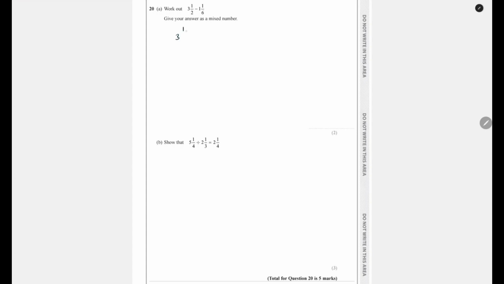Our first fraction is 3 1/2. So to change this into an improper fraction, to get a new numerator, we multiply the number in front, which is 3, by the denominator, which is 2, and add the numerator, which is 1, all over 2. So 3 times 2 is 6, plus 1 over 2. 6 plus 1 is 7. So our answer for the first one is 7 over 2.